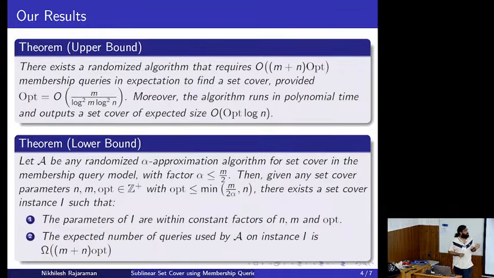But here what we're saying is that when opt is small, for example when opt is constant, we can actually do much better. We can in fact achieve something like order of m plus n queries, which is linear in m and n rather than the mn guarantee. And we also have a matching lower bound, roughly speaking, that says that we can't do better than this, at least when opt is not too large.